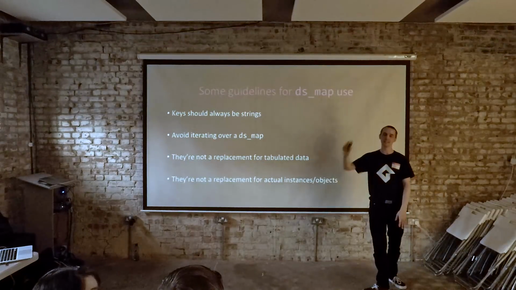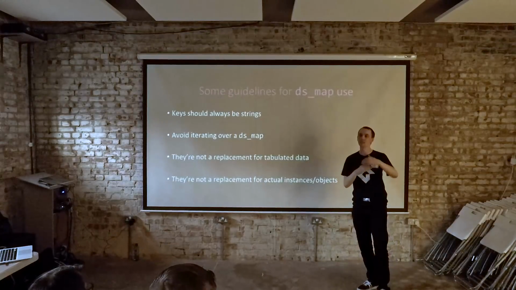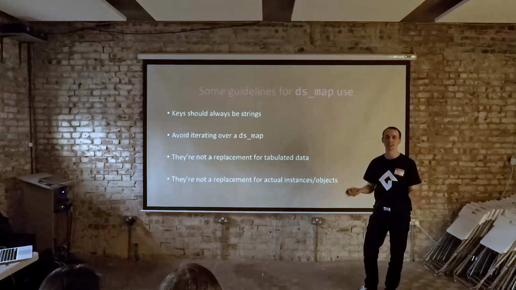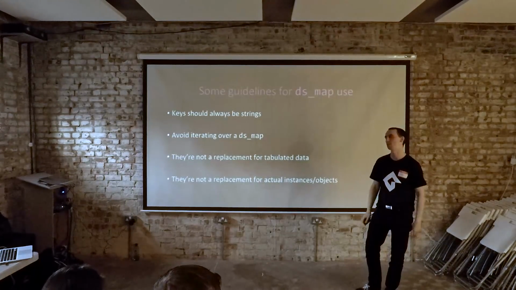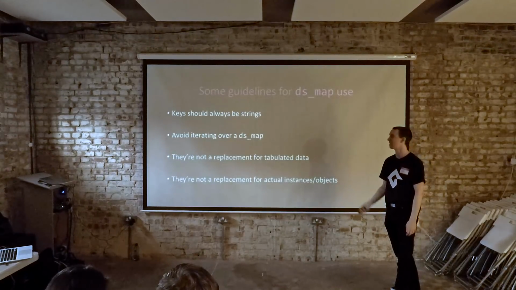So you can, since each value you can look at as the value of a variable, and each key you can look at as the name of a variable, that means you can kind of simulate an instance by using the keys as variables. Each entry in the DS map is a variable. Don't do that, because it's really slow. It's way slower than actually using instances, and it's really complicated.